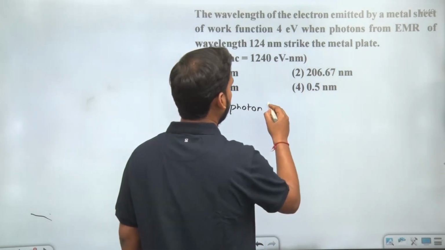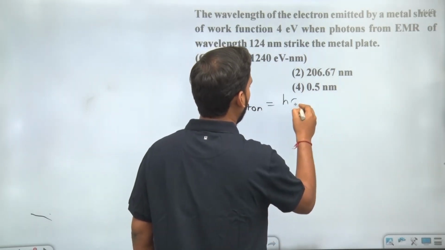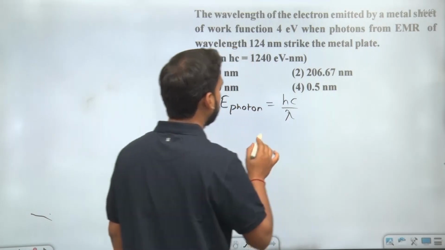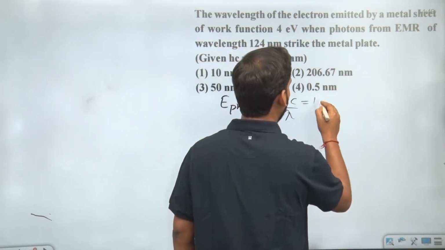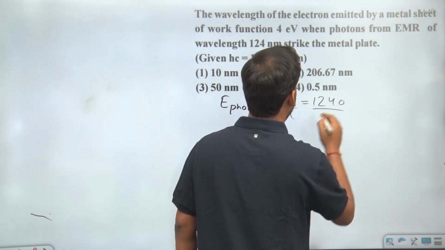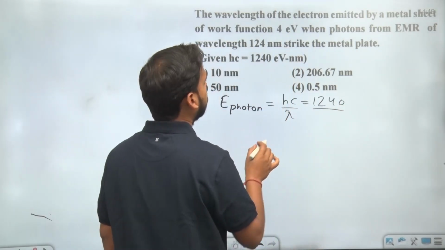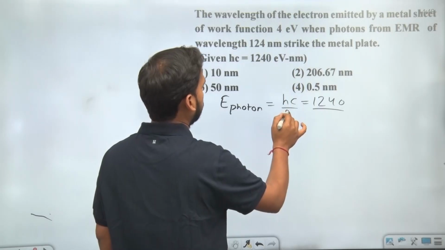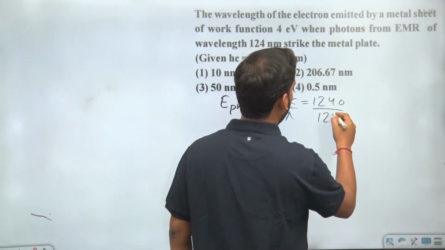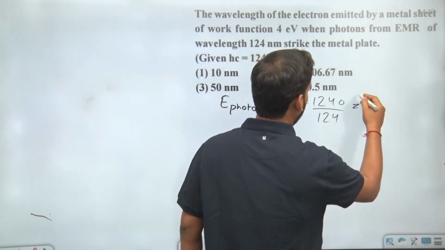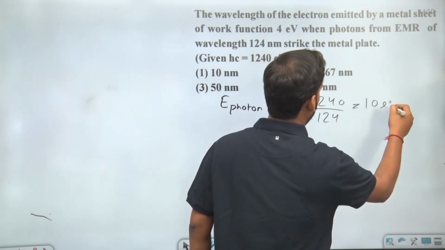So the energy of the photon is E equals hc upon lambda. The value of hc is already given as 1240 electron volt nanometer, and the wavelength is given as 124 nanometer. So the nanometers will cancel out and it comes out to be 10 electron volt.